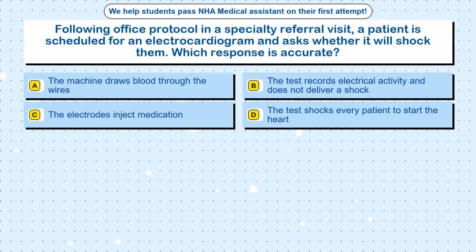Following office protocol in a specialty referral visit, a patient is scheduled for an electrocardiogram and asks whether it will shock them. Which response is accurate? Option A. The machine draws blood through the wires. Option B. The test records electrical activity and does not deliver a shock. Option C. The electrodes inject medication. Option D. The test shocks every patient to start the heart.